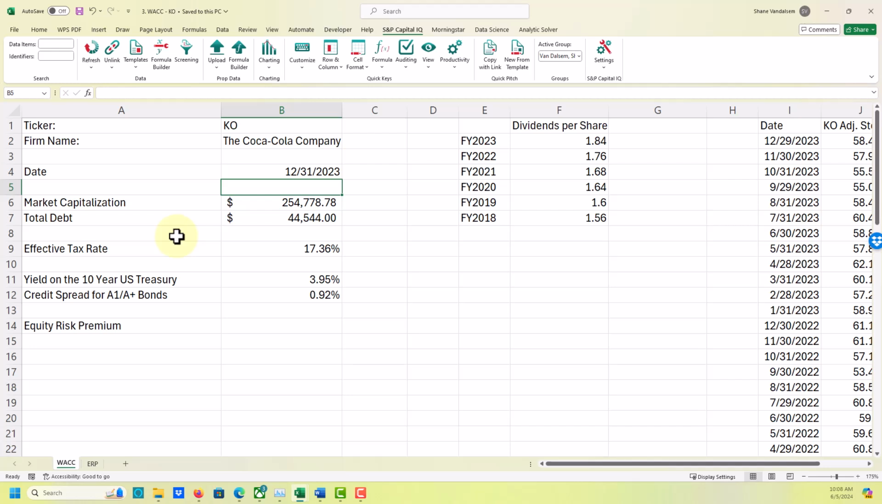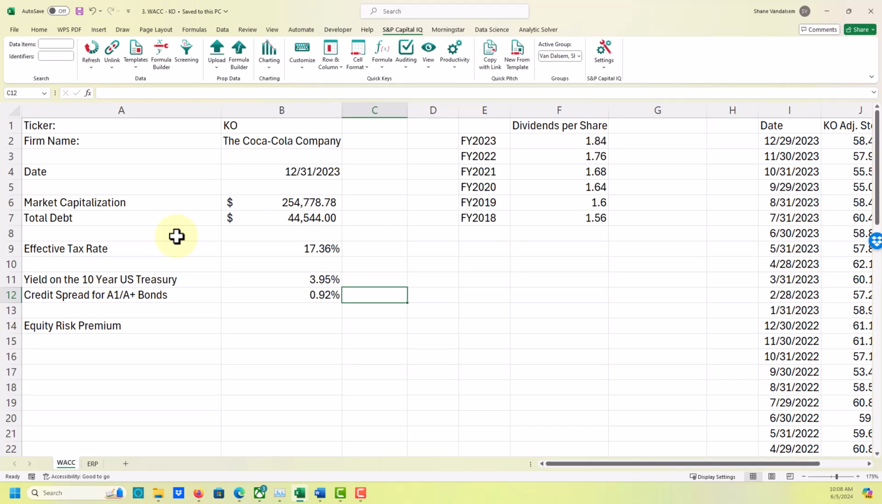As of 12/31/2023, the yield on the 10-year U.S. Treasury was 3.95%, and the credit spread for A1, A+ bonds was 0.92. Now, let me explain this a little bit. Coca-Cola's bonds are rated A1 or A+, depending on the rating agency.